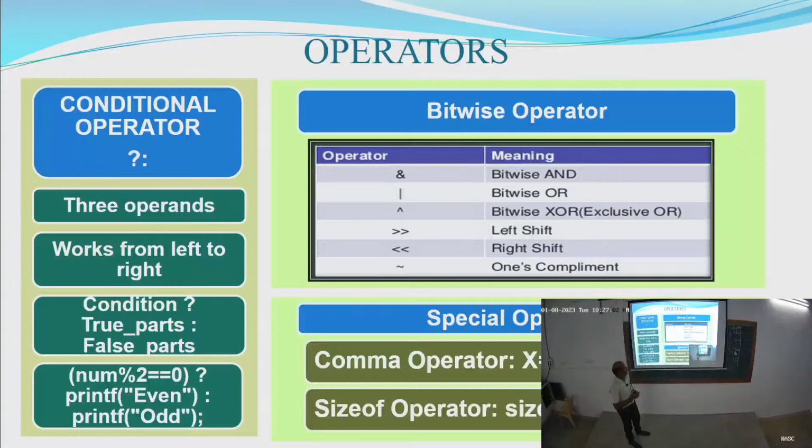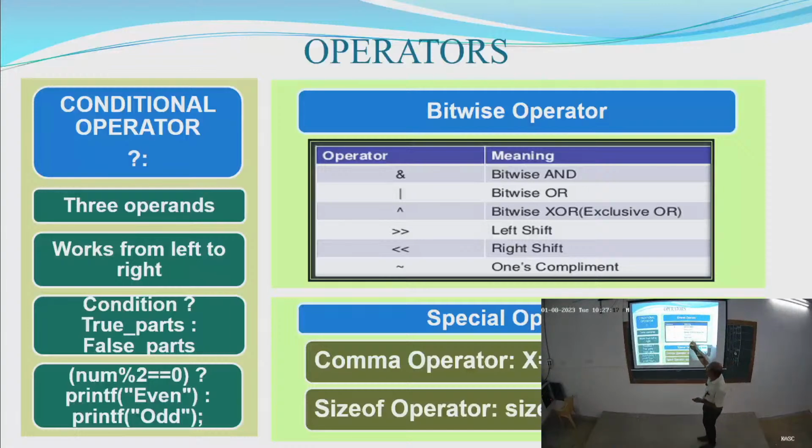Next are the bitwise operators. What is a bit? Any electronic state is called a bit. This is 0 or 1. Binary digit is called a bit. That is on or off. On represents 1, off represents 0.